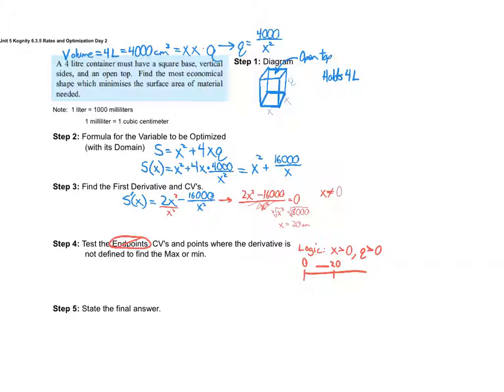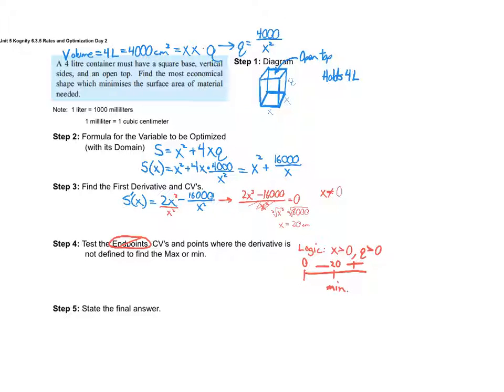If I plug in something like 30, I would have 16,000 over 900, which would be 160 over 9. That's somewhere over 17. But 2 times 30 is 60, so 60 minus whatever that was is still going to be positive. So I know that I have that for my sign diagram, and that means that 20 is a min. So x equals 20 gives us the minimum point.